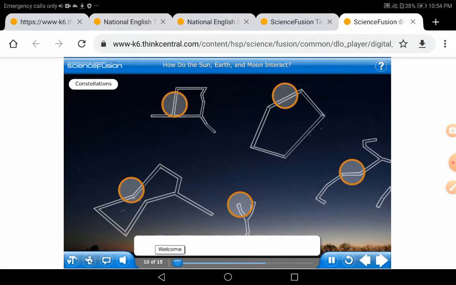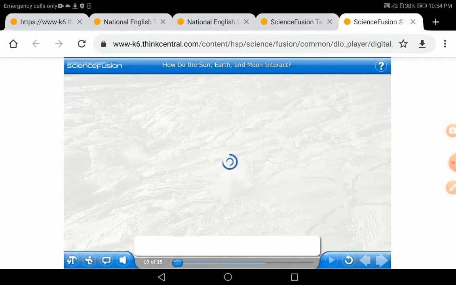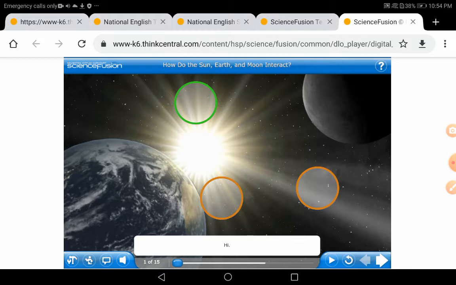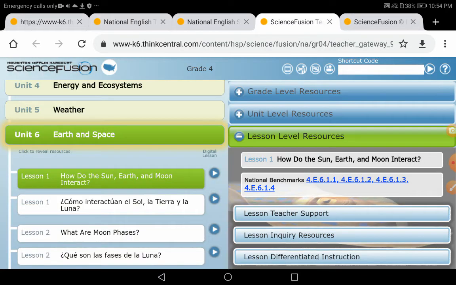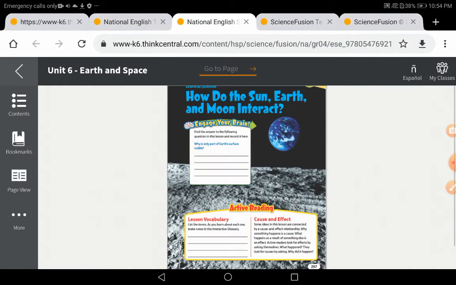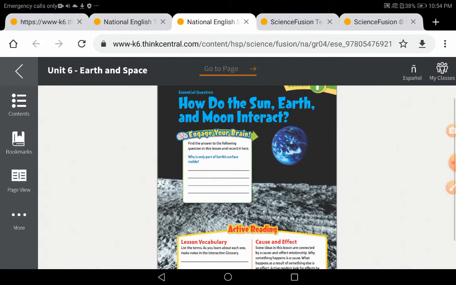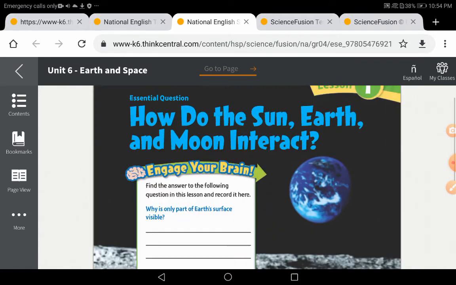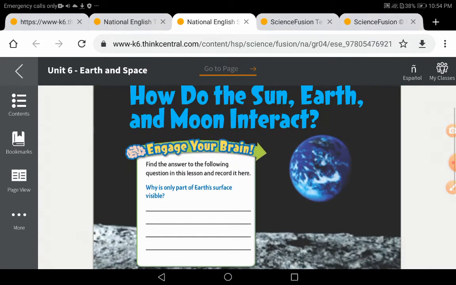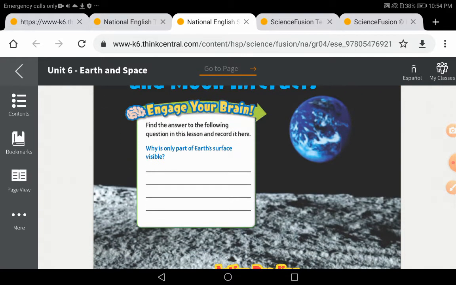When you look up at the sky at night. Okay, we start from this slide number 1. Before we listen to this slide, we will go to your science book. It's on page 297. Before we start, as usual, this is the essential question. How do the sun, earth, and the moon interact? As usual, we have engaged your brain. There's a question. Why is only part of the earth's surface visible? Why do we see only one part of earth's surface?